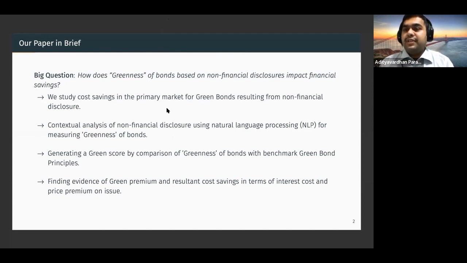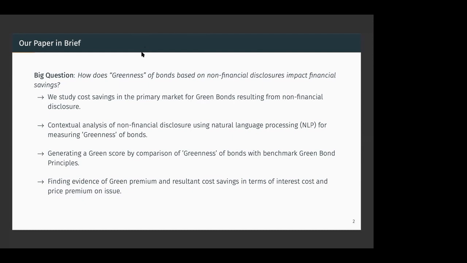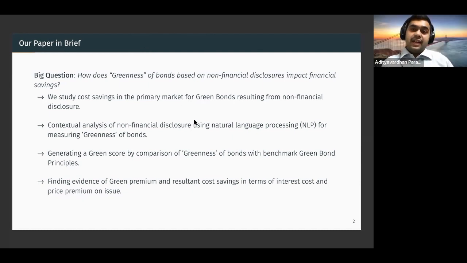We study the cost savings in the primary market. We basically analyze from the issuer perspective for green bonds. We do a contextual analysis of non-financial disclosures using natural language processing techniques to estimate how green the bonds are, and whether that has an impact on the financial aspects of those instruments. We start by generating a green score, and using this green score, we estimate how much premium they attribute, or whether they have less premium as compared to normal bonds. So we can proceed to the next slide.